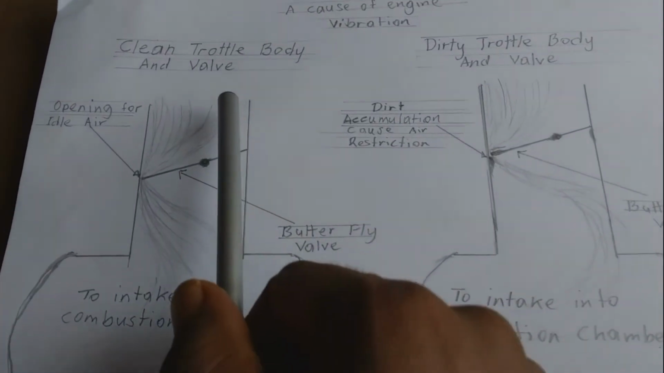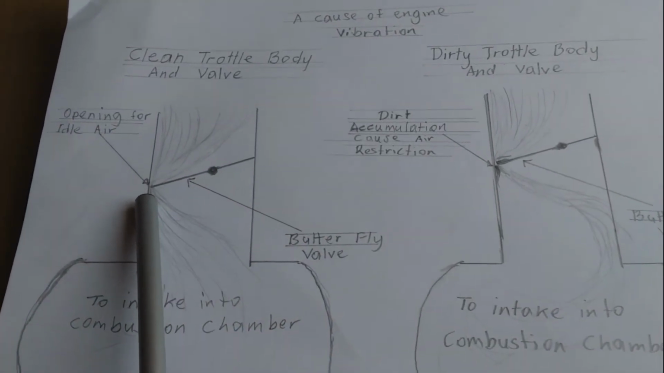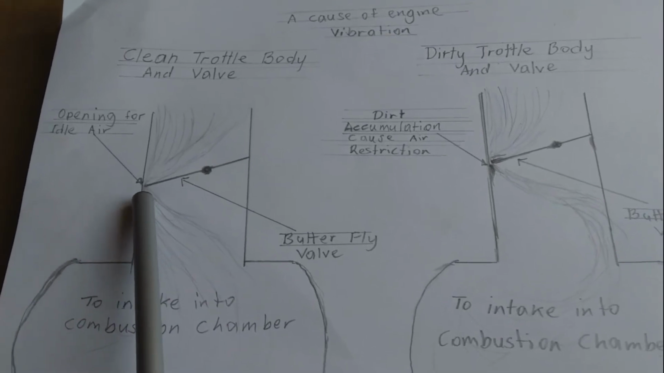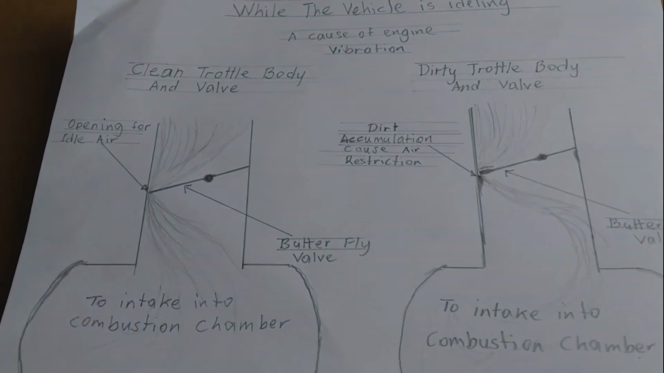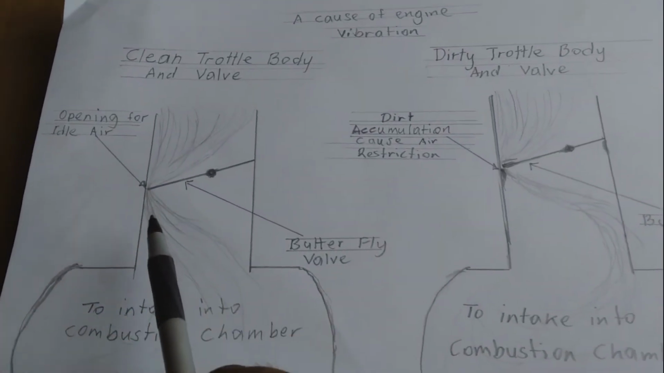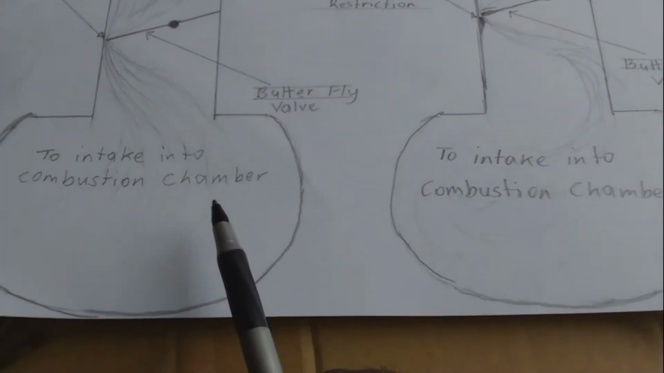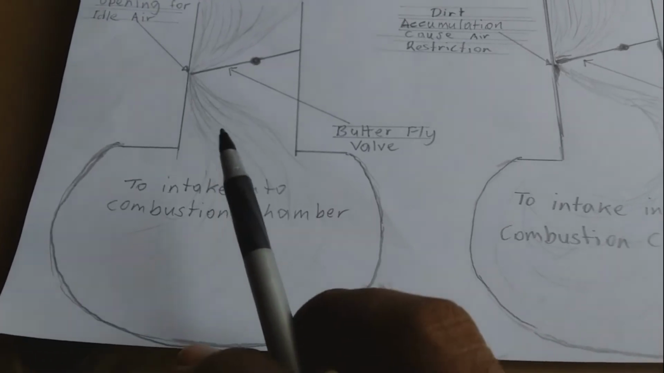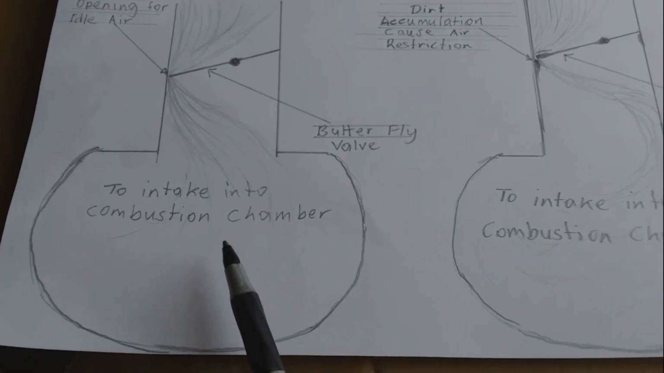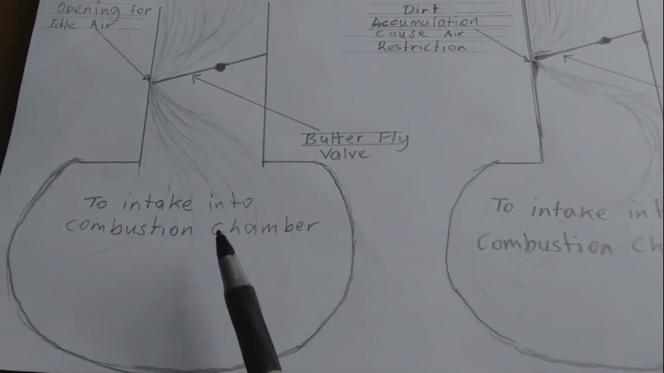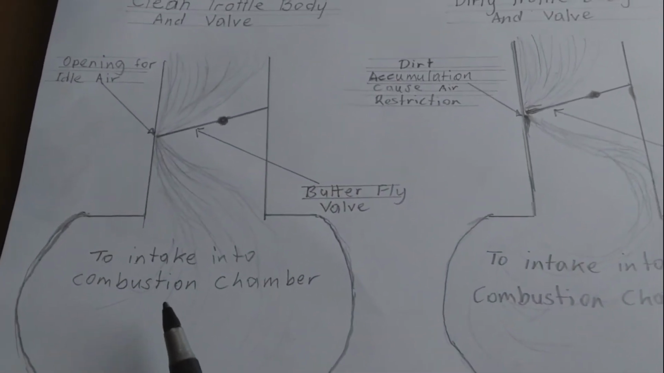Now, first of all, you notice how the air is flowing here, and it is flowing past this section that is right here. Here is a small opening that the butterfly sits on, and this small opening allows what you call idle air to flow through when the engine is idling. And if you notice the free flow of air, it is flowing very freely in a particular pattern into the area where it is sucked into the combustion chamber. Now, this is how the air is flowing in the clean throttle body.